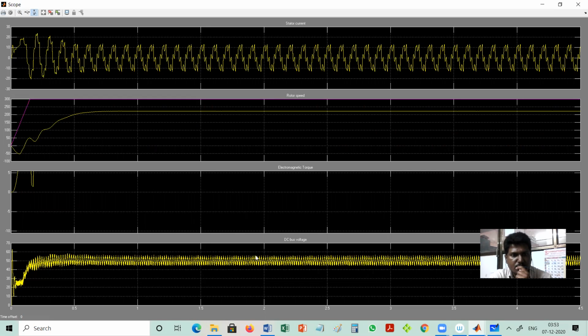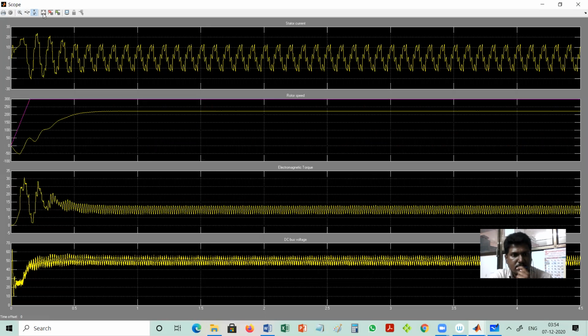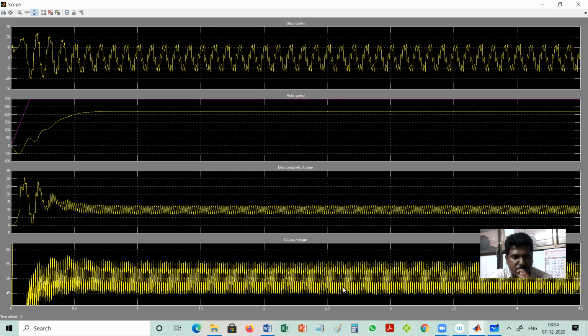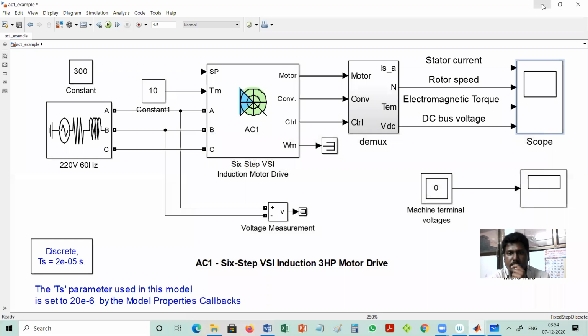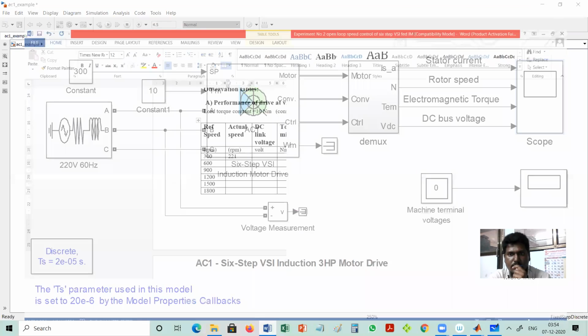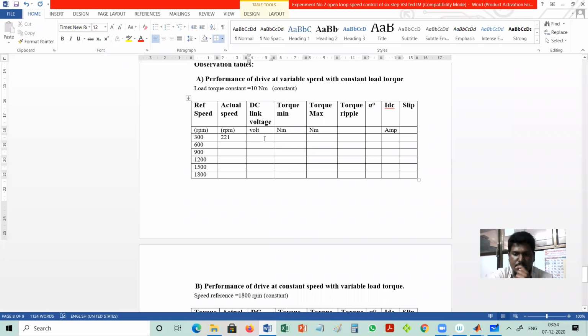Here is the DC bus voltage they have given. Just take the average value by observation. It is around 50 volt. Or here you can also use a mean block. I will take it as 50 volt. So DC voltage is 50. What is the torque minimum and torque maximum?